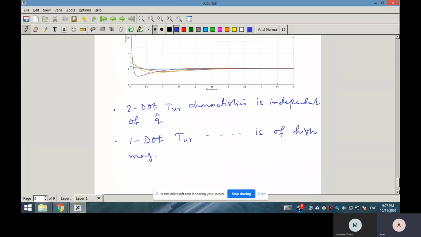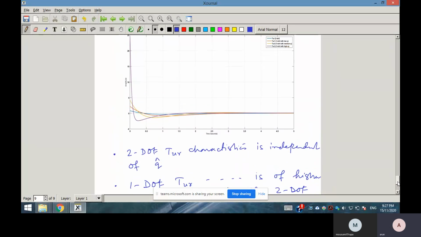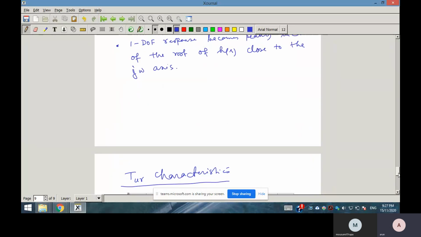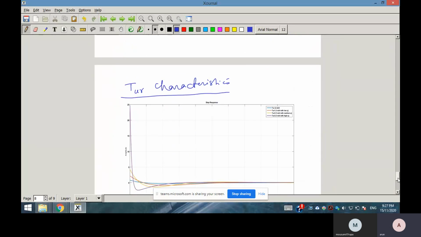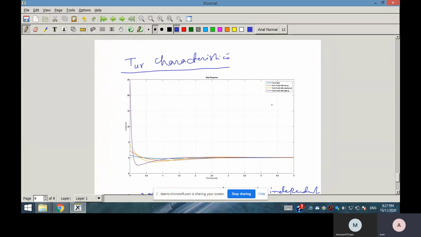Is of higher magnitude compared to the 2DF one. So now this is the advantage. And you can see this higher magnitude occurs. This is because of that, again, that HS polynomial that is close to the imaginary axis. And in case of smaller value of Q hat, it is much closer to imaginary. So that's why the peak has increased very much.